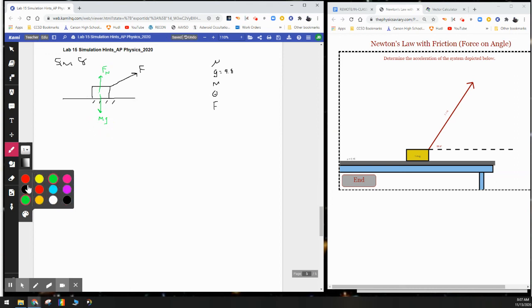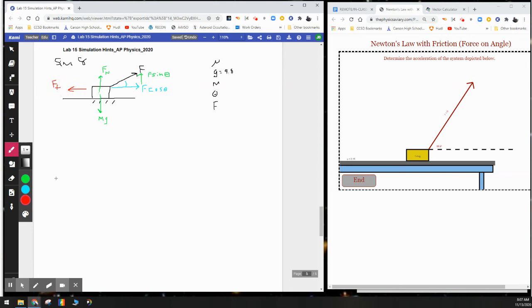So let's do different colors. Let's do blue for horizontal. Over here, this is a vector, so we have to do this in components. We have a horizontal component, which is F cosine of theta, and we also have a vertical component in this direction, which would be F sine of theta. We have one other force. We'll use red for friction. We have a force of friction acting in this direction.